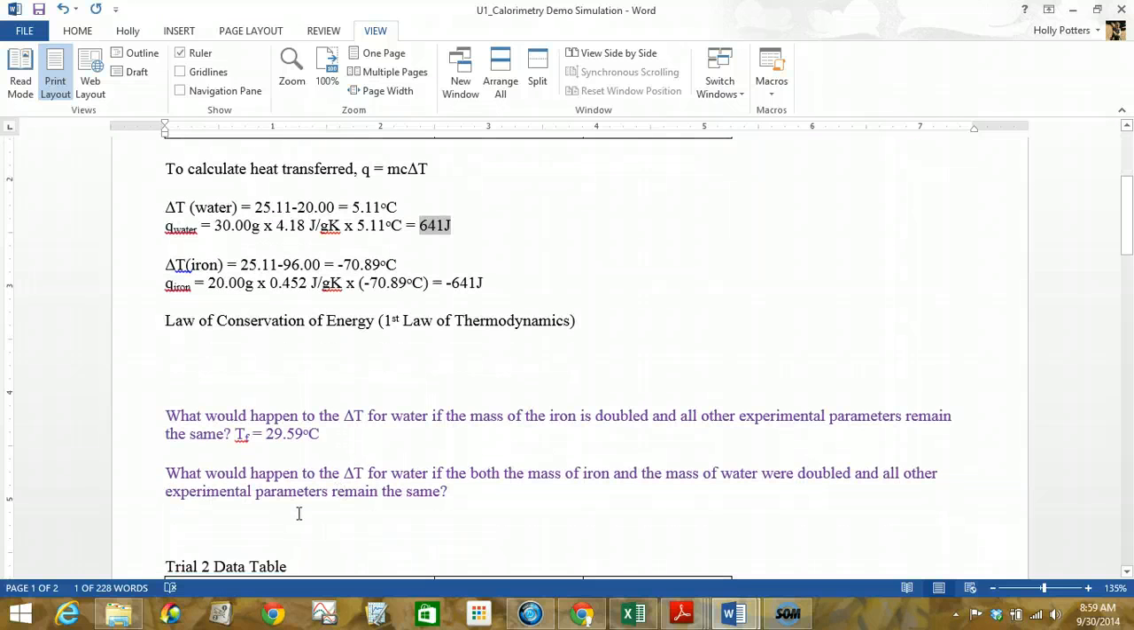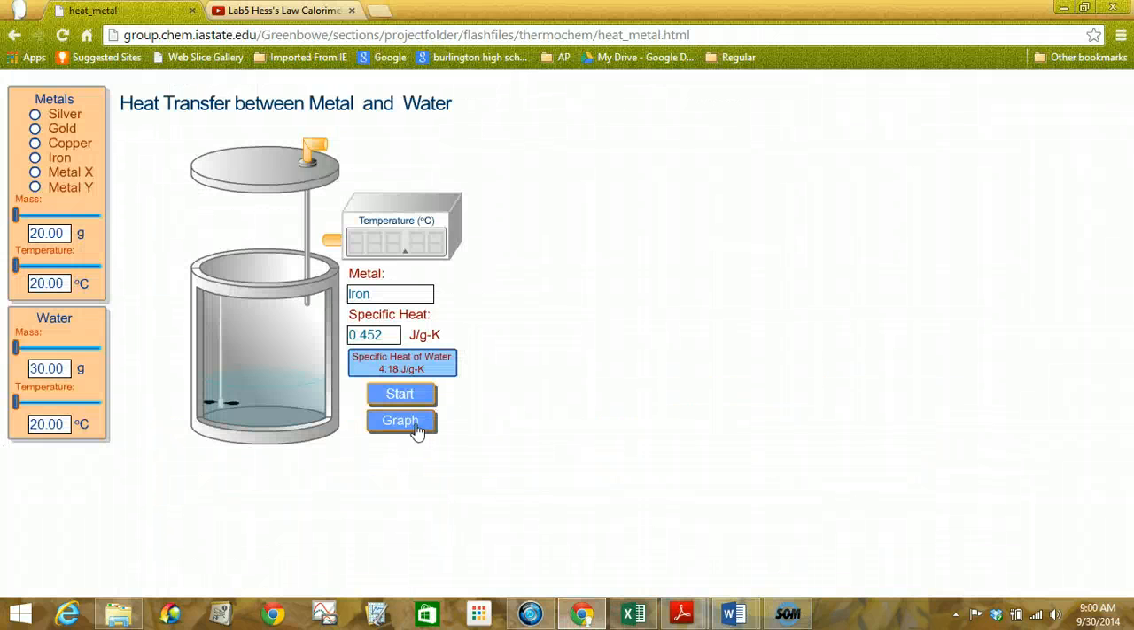All right, so let's take a look at the second part. What would happen to delta T for water if both the mass of iron and the mass of water were doubled and all of their experimental parameters remain the same? So let's take a look at that. Going to select iron again, double the mass of iron, just like we did in the last example, and up to 96 degrees Celsius, just like before. The reason I selected 96 was because it was easier to drag to. And then we are doubling the mass of water to 60 from 30. And let's see what happens.